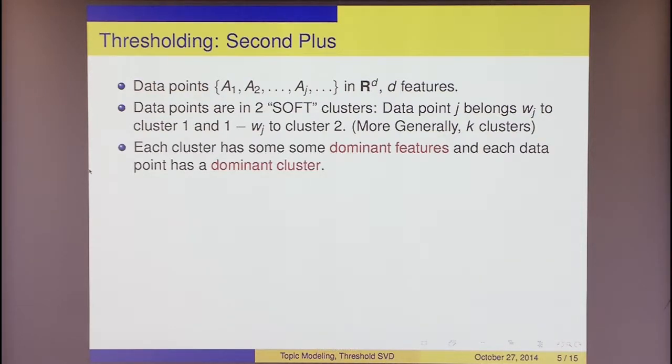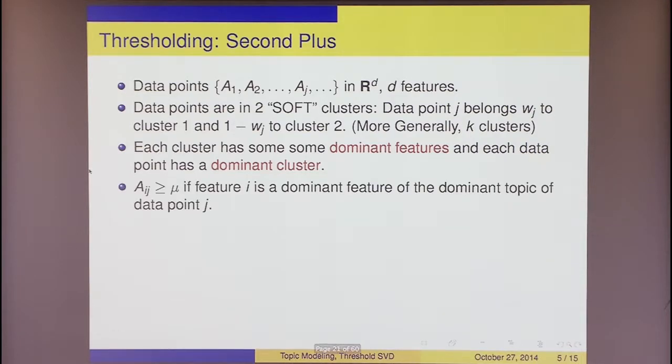Now, here's an additional feature I want to introduce. This makes natural sense in this general setting, but it'll make much more sense in topic modeling. I want to say that each cluster has some dominant features, important features for that cluster. And furthermore, each data point has a dominant cluster. So the weights will not be half-half. The weights will be 3/4, 1/4, something like that, or 0.6, 0.4. One cluster will be significantly bigger in weight than the other for each data point. And we'll see that these make actually natural sense for topic modeling. Right now, they're just abstract things.